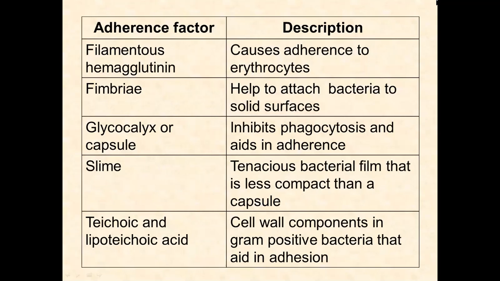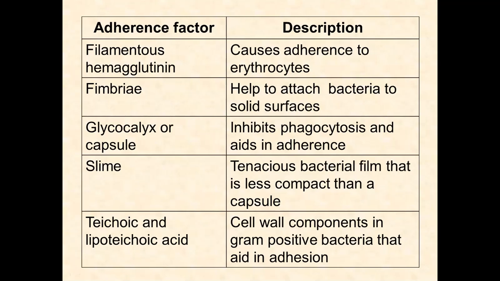The first step of infection is mostly attachment of bacteria to the mucosa or wound surface, and some factors activate this process, like filamentous hemagglutinin, which causes the adhesion to erythrocytes. It's present, for example, in the causative agent of whooping cough. Fimbriae, mostly present in gram-negative bacteria, help them to attach to the solid surface.